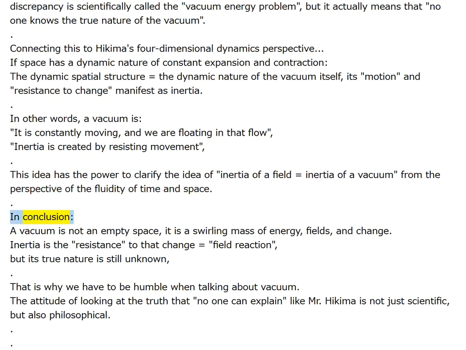In conclusion, a vacuum is not an empty space, it is a swirling mass of energy, fields, and change. Inertia is the resistance to that change, equals field reaction, but its true nature is still unknown. That is why we have to be humble when talking about vacuum. The attitude of looking at the truth that no one can explain, like Mr. Hikima, is not just scientific, but also philosophical.